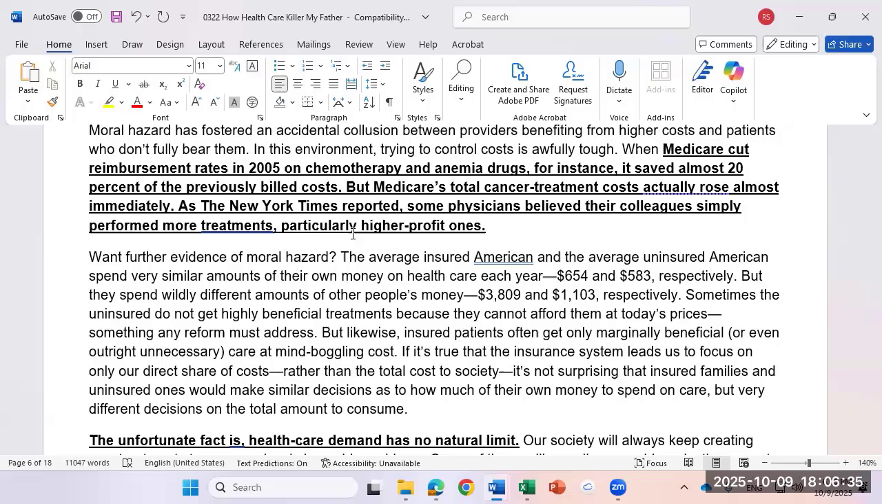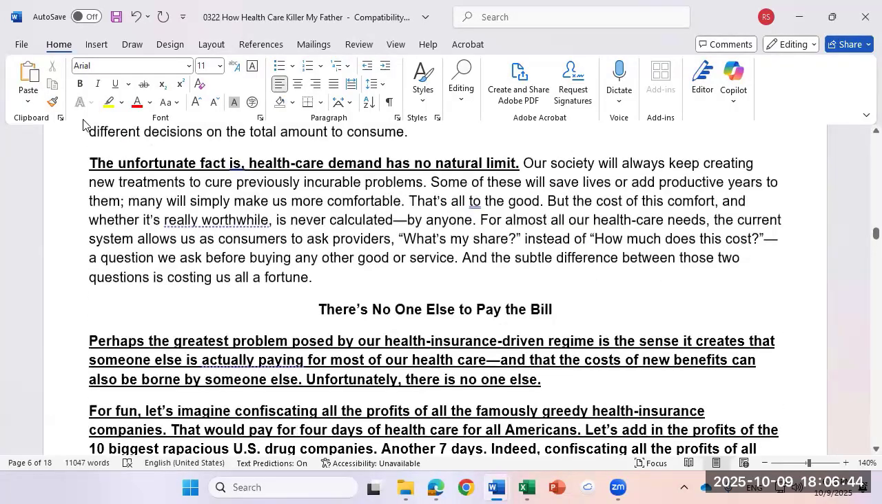You know, that's the hotel's like $200 a night. You guys are $5,000 a night. Maybe I can just run across the street. So can you get the consumer more involved? And then he says, the way it's currently structured, healthcare demand has no natural limit.